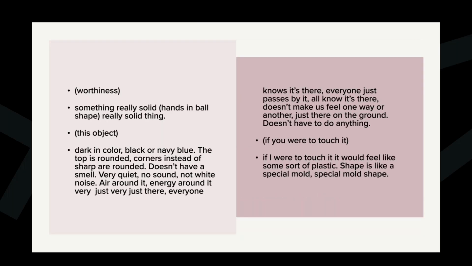So the second person, I said, they were talking about feeling unworthy. And worthiness. And so I said, worthiness, can you tell me more? And they said, it's something really solid. And they had their hands in the shape of a ball, like a really solid thing. And I said, can you tell me more about this object? And they said, it's dark in color, black or navy blue. It's rounded corners instead of sharp. They're rounded. It doesn't have a smell. It's quiet. There's no sound, no white noise, air around it, energy around it, just there.